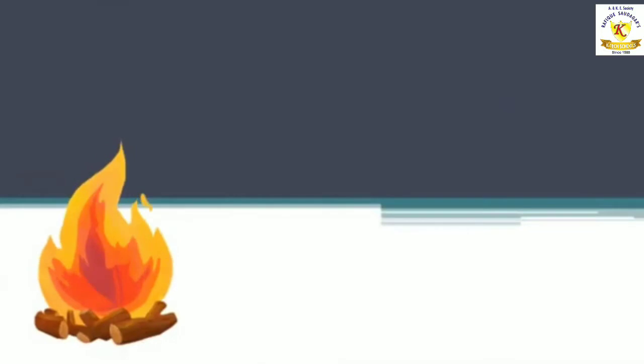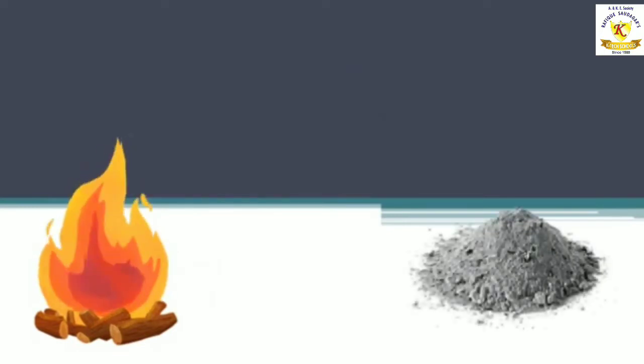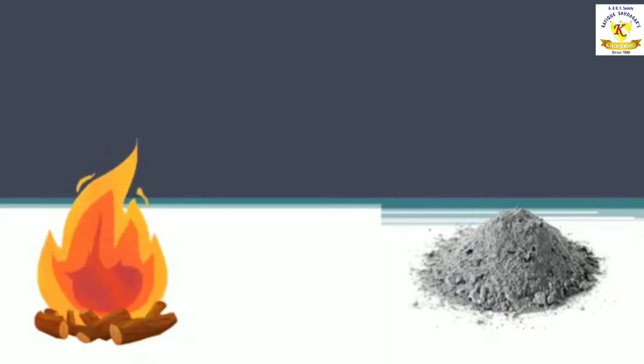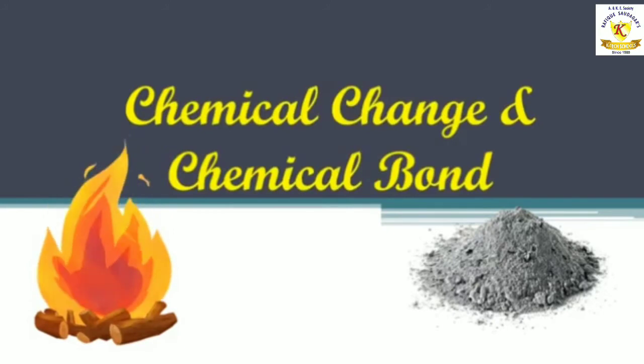Children, can you observe here on your screen? There is a fire, isn't it? Now the wood after burning turns into ashes. So what is exactly happening here? The wood is converted into ashes. So there is a chemical change and a new substance is formed with properties different from the original. So here you can say that a chemical change has happened.